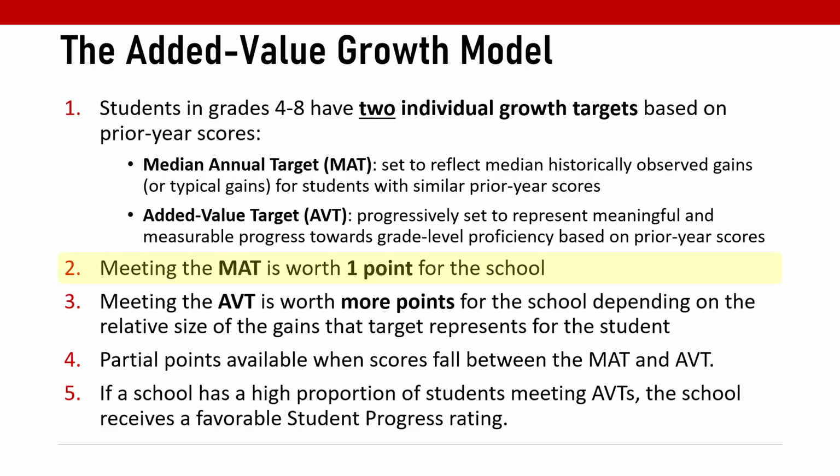Meeting the MAT is worth 1 point for the school. Meeting the AVT is worth more points for the school, depending on the relative size of the gains that target represents for the student. Partial points are also available when scores fall between the MAT and the AVT. These three items are highlighted together because this is used to calculate one of the metrics that goes into the student progress rating. Finally, if a school has a high proportion of students meeting AVTs, that school receives a favorable student progress rating. This is highlighted separately because this represents a different way that scores are calculated for the added value growth model.